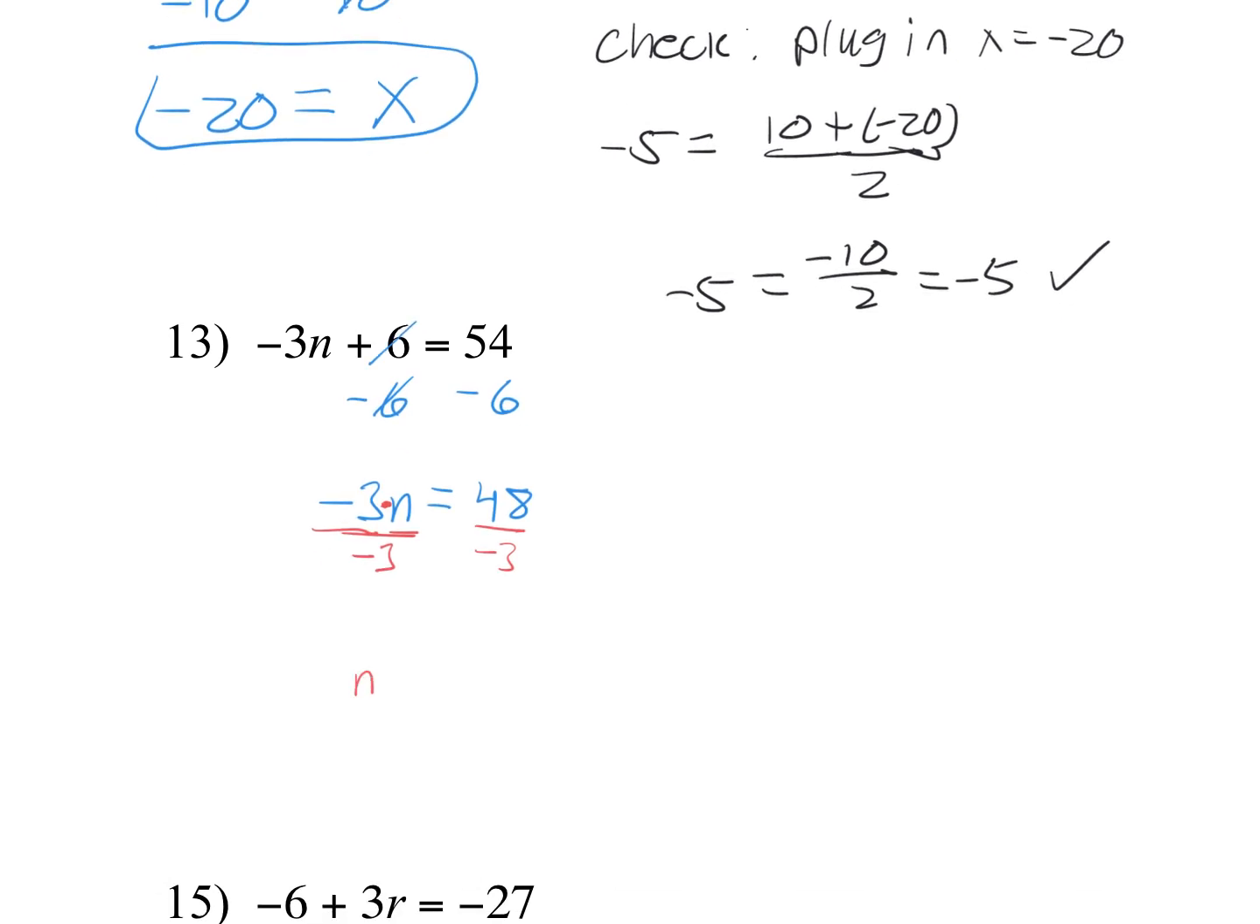So then we get n equals 48 divided by negative 3. Again, you can do that off to the side. Should get you 16. And then 48 divided by negative 3, positive divided by negative is negative, so we get a negative 16 as our answer.